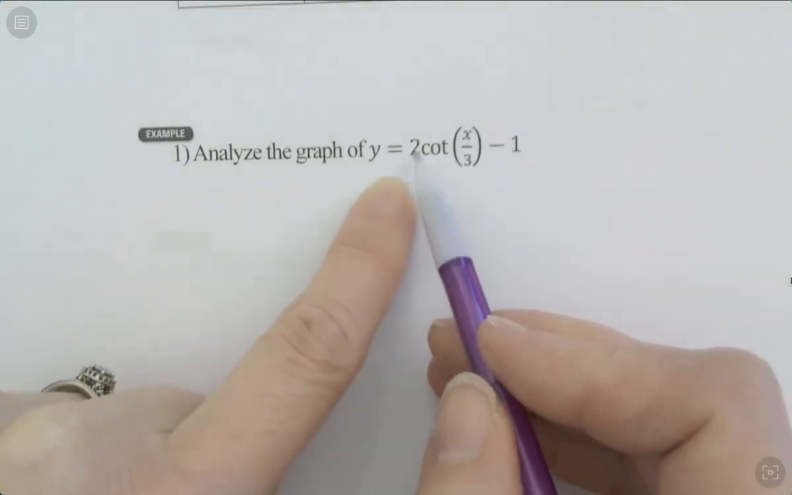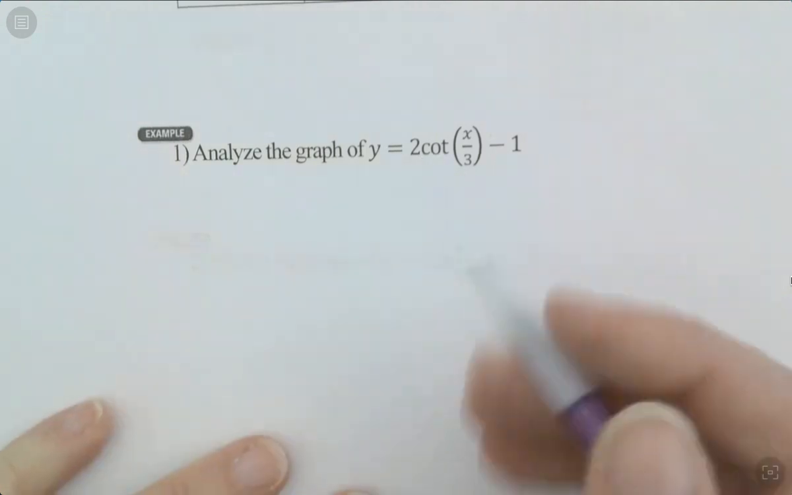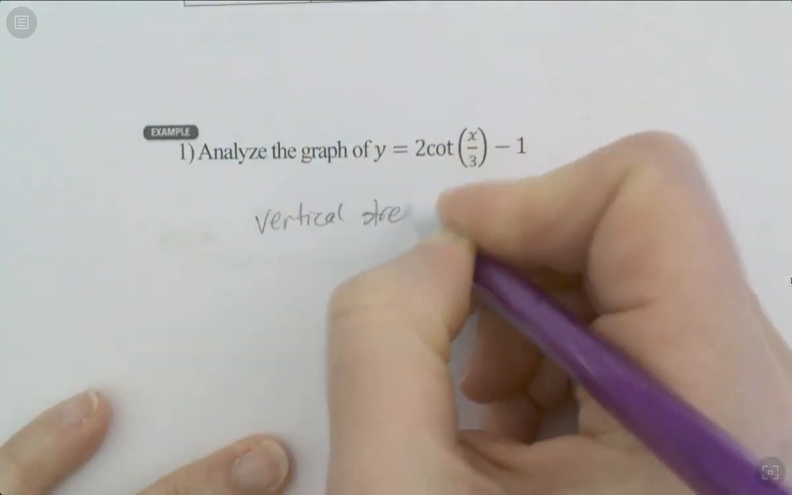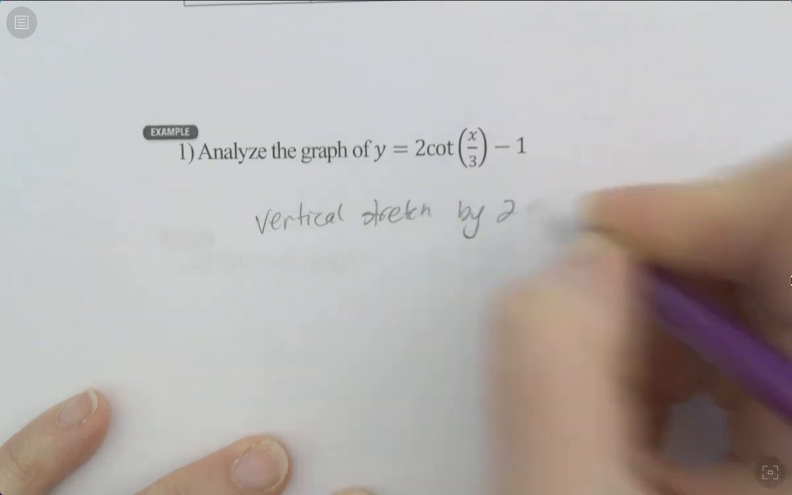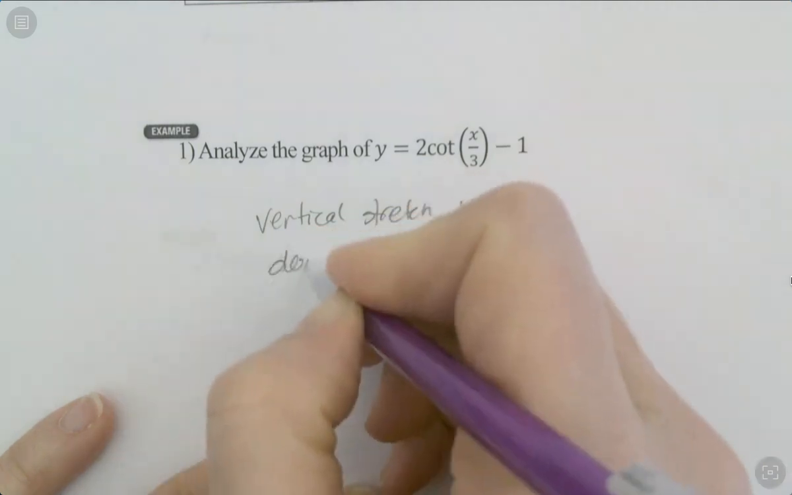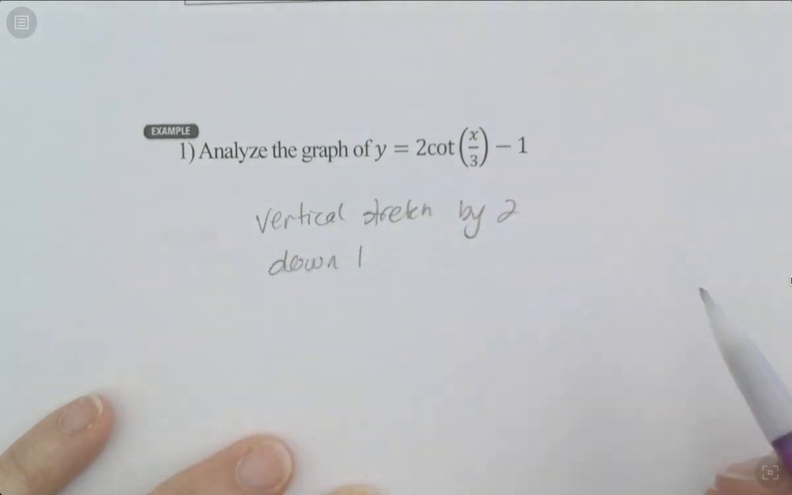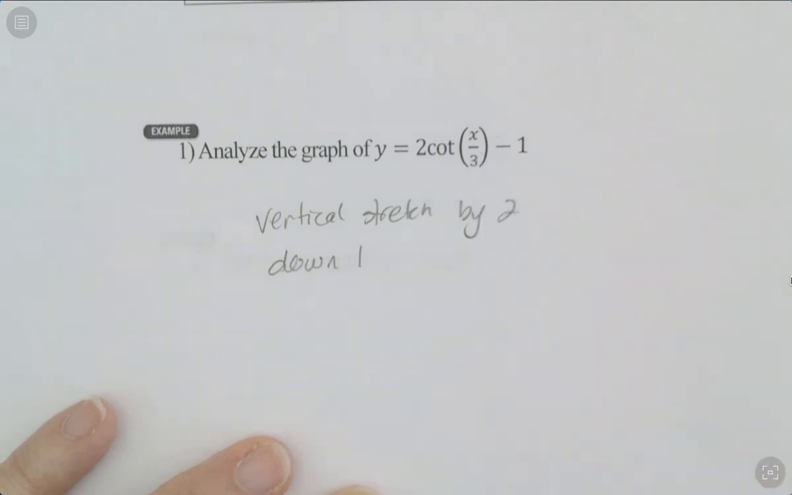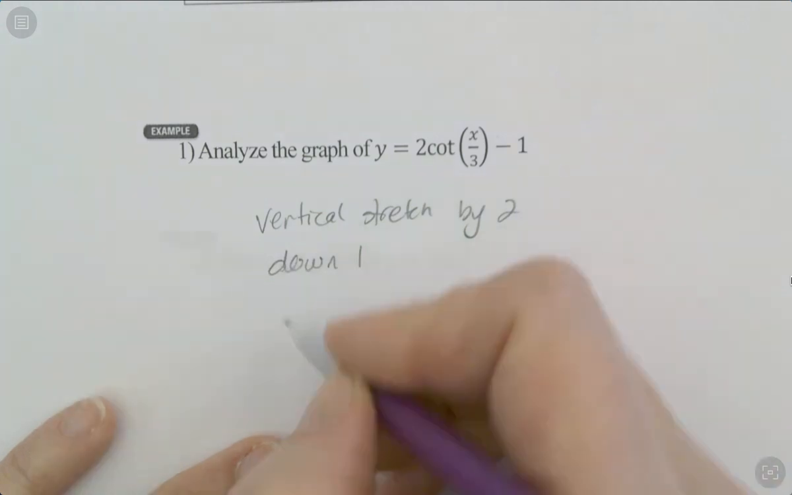What would the 2 do to the function? So a vertical stretch by 2. What about that negative 1? Yeah, it's going to go down 1. What do you think about the x over 3? Horizontal stretch. So that's going to affect the what? The period. It is going to affect the period.